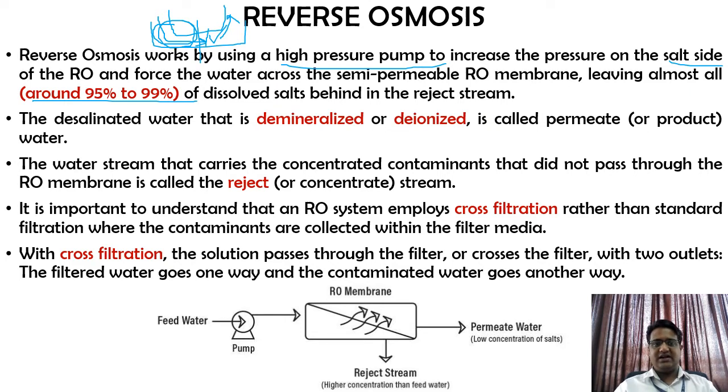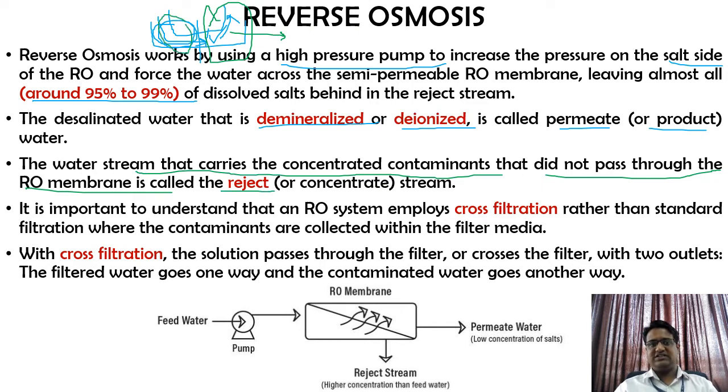The desalinated water or demineralized water or deionized water, we call it permeate or the product. So whatever water we are getting on this side, you are going to call that a product or a permeate. Similarly, the water stream that carries the concentrated contaminants that did not pass through the RO membrane is called reject. So on this side, whichever water still remains with the contaminants is going to be called reject. So these two kinds of end products are going to be there for a reverse osmosis process.